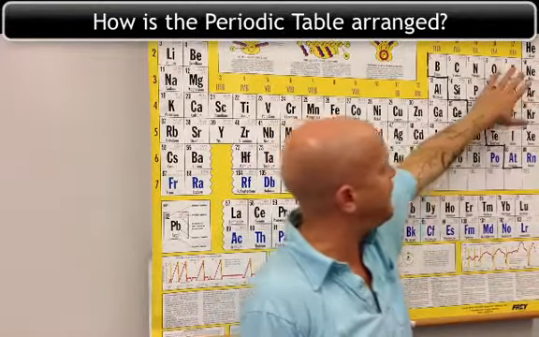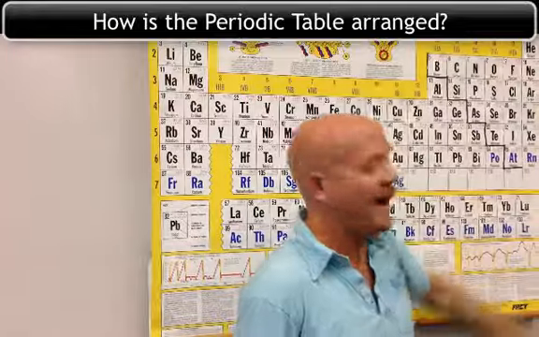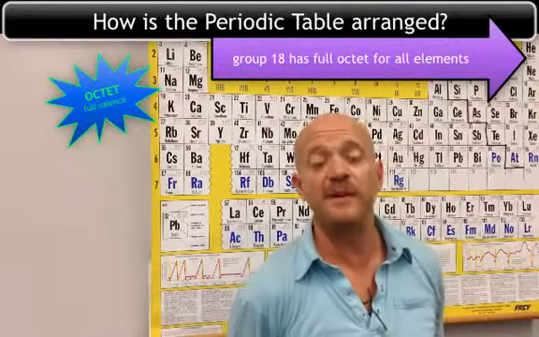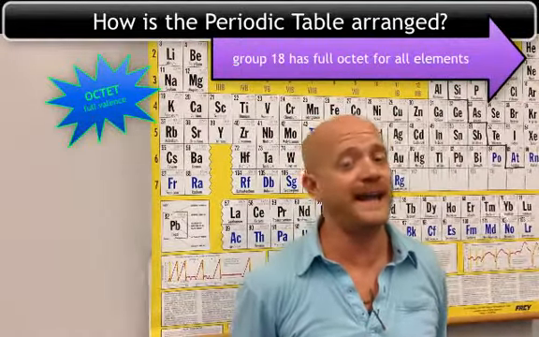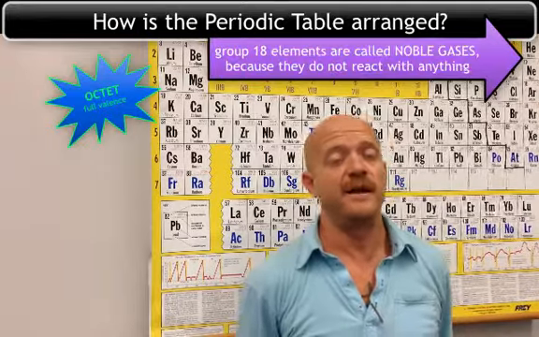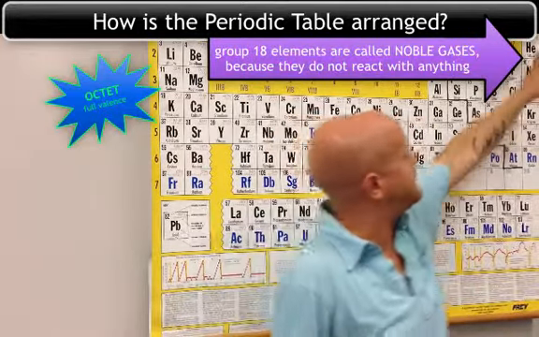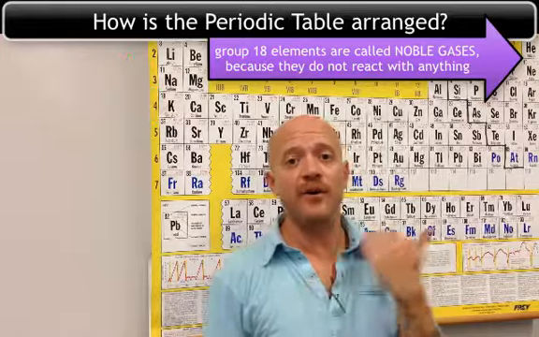As you could probably figure out, group 18 has a full octet, a complete valence shell. They don't want to gain or lose any electrons. That's why they're called noble gases. Noble gases don't react.